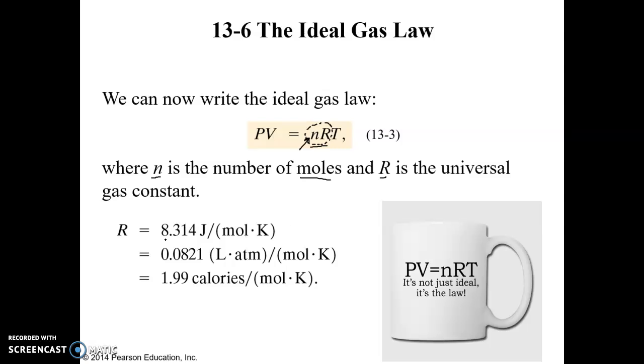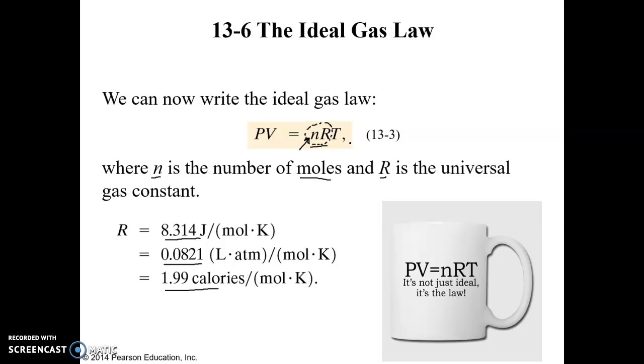It can take several different forms depending on the units of the other variables in the equation. So it can be 8.314 joules per mole Kelvin. It can be 0.0821 liter atmosphere per mole Kelvin. It can be 1.99 calories per mole Kelvin. So you'll notice that the mole Kelvin is constant.